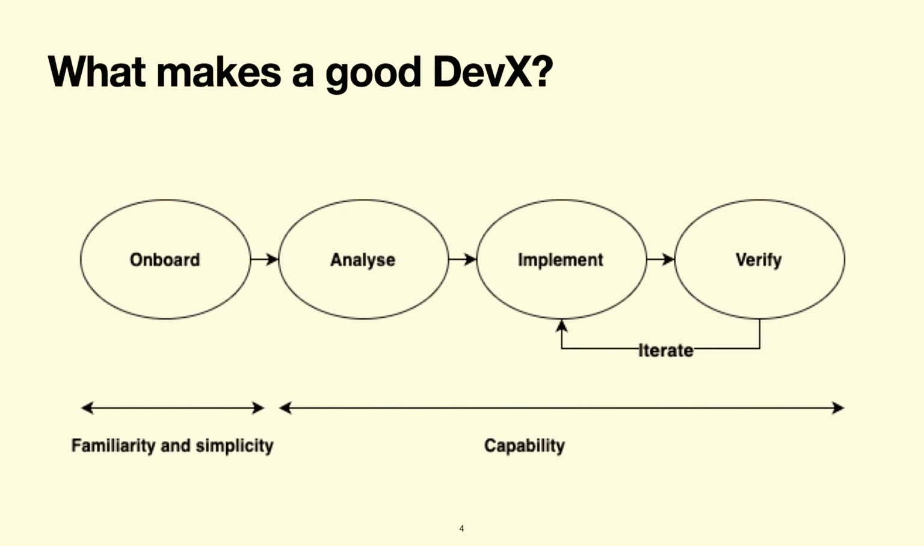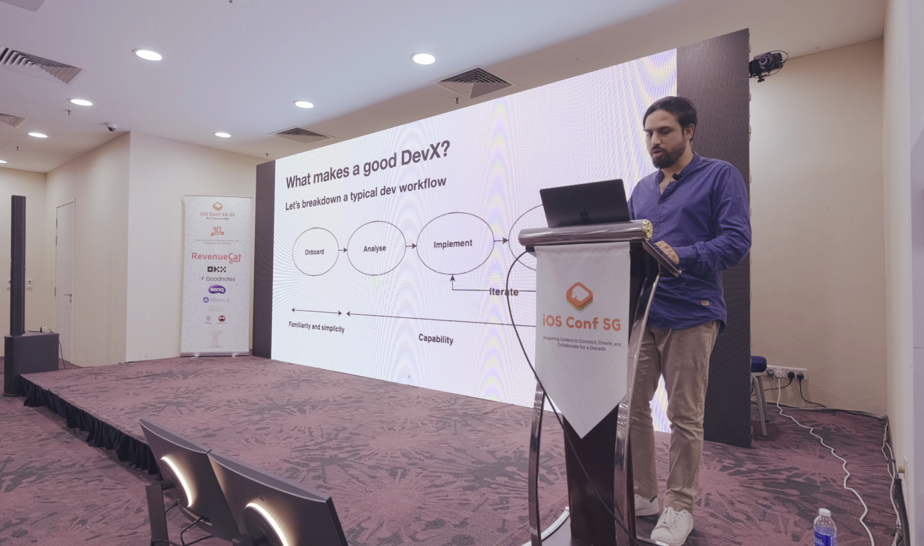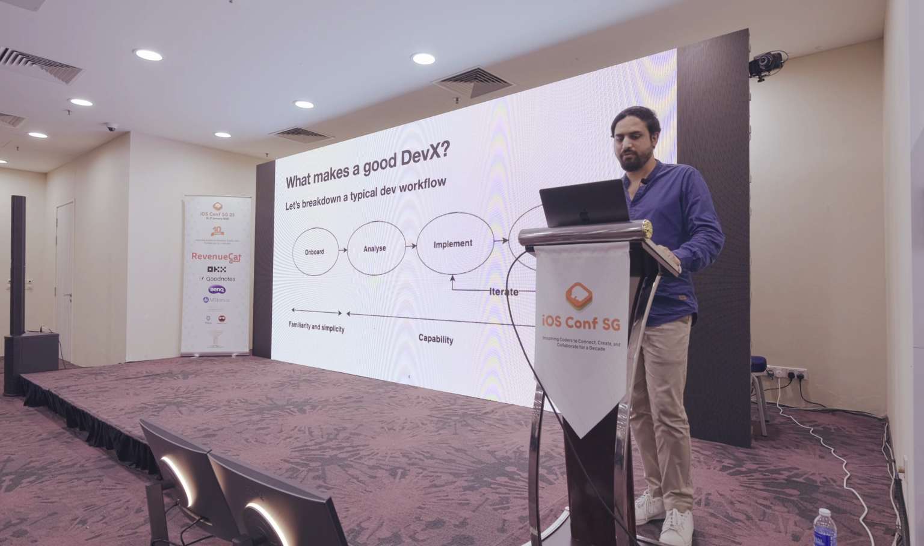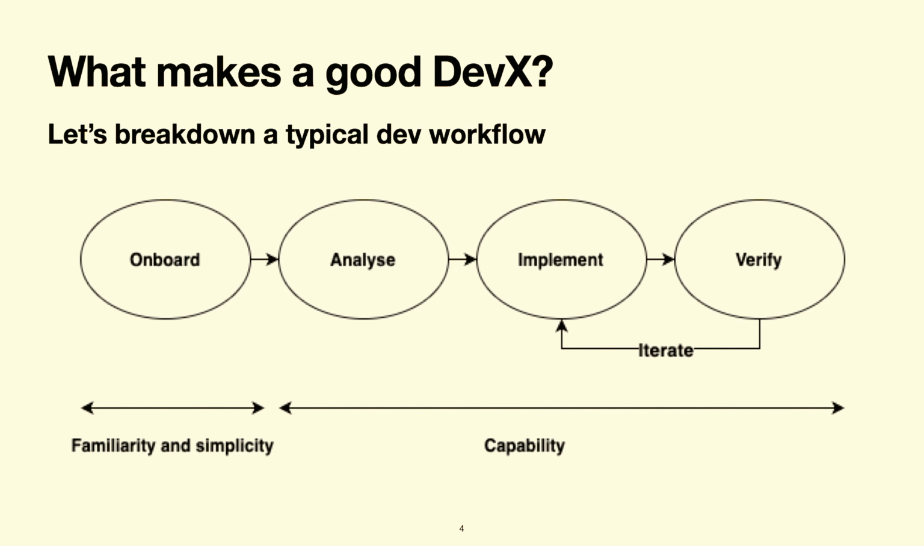Let's break down a typical development workflow. It usually consists of onboarding, analyzing, implementing, verifying, and then iterating and re-verifying. So whenever we want to make a change to a particular part of the code base, this is the loop that we go through. For the onboarding part, familiarity and simplicity are very important. And for the rest of the parts, it's usually strong tooling capabilities, which kind of up the game for the engineer. These are usually the core pillars that provide a good developer experience.